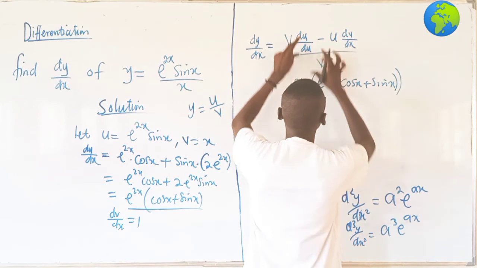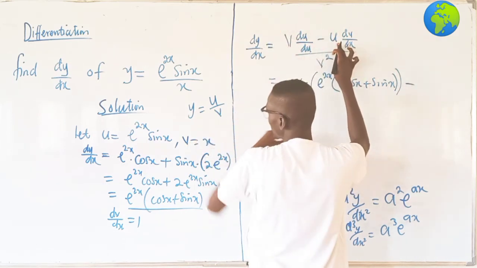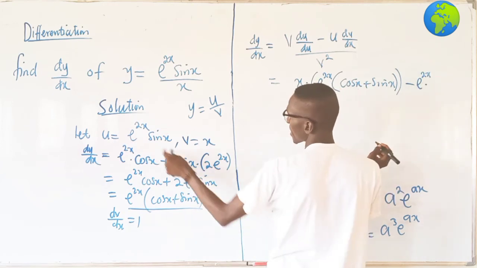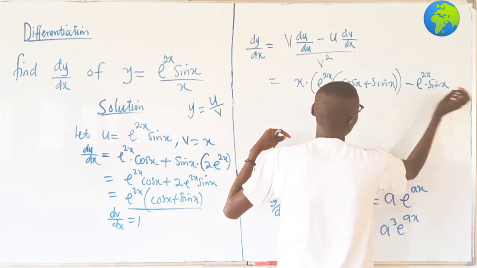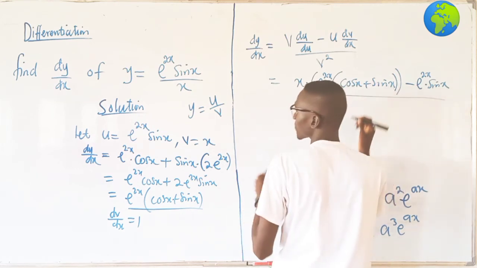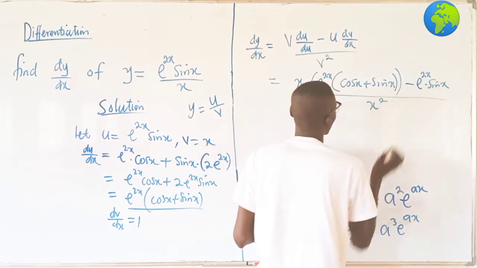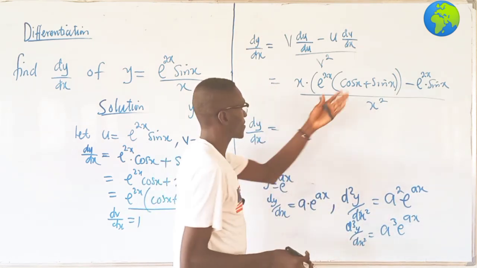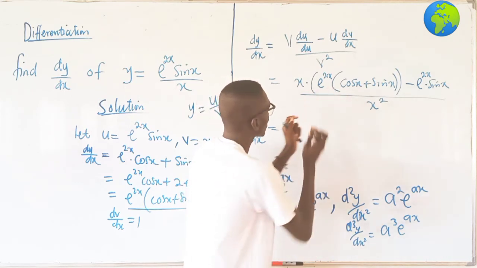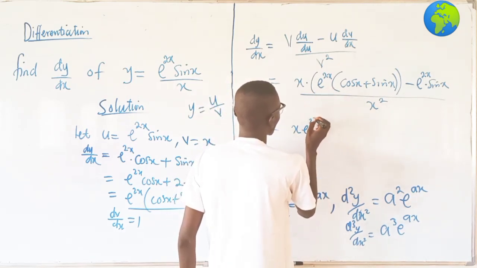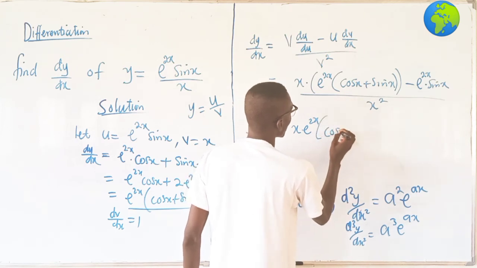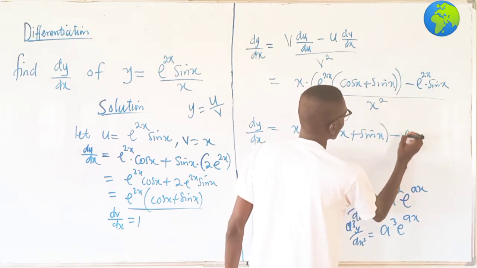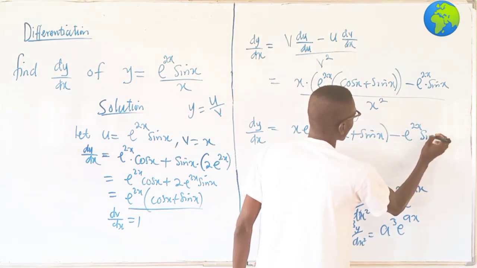So I'm done with this portion. This is minus, what is u? We said u is exponential 2x multiplied by sine x, right? Then everything over v squared. And our v is what? x. So x squared. Let's rearrange things here, then we leave the function as it is. I can just say this is x exponential 2x, then the whole of the function here, cos x plus sine x, then minus exponential 2x sine x.